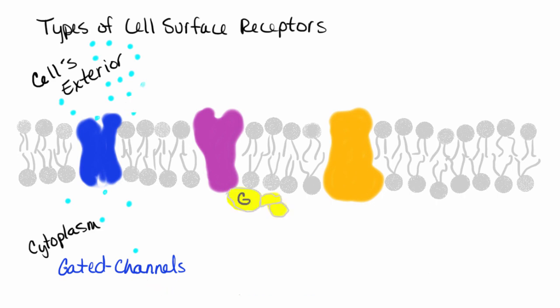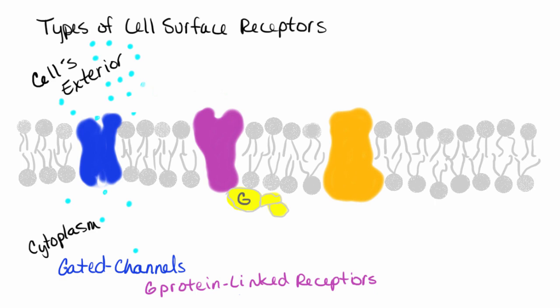The second cell surface receptor that we have drawn on here is the purple one, and this is called a G-protein linked receptor. These G-protein linked receptors are very important when we're talking about signaling with animal cells. They are called G-protein linked receptors because they have a special protein attached to them, which is called the G protein. And that G protein does have a couple different subunits that make it up.